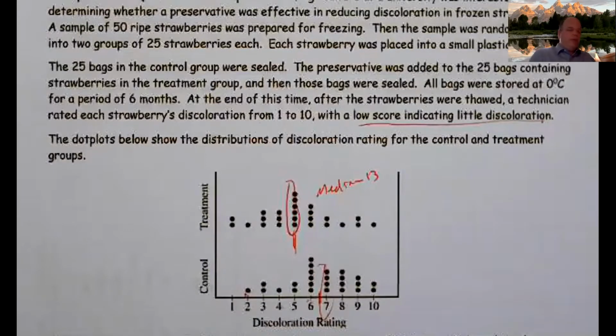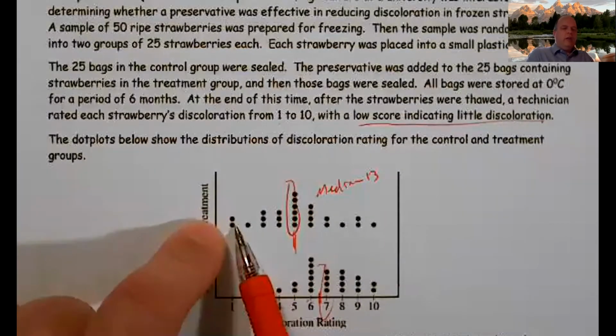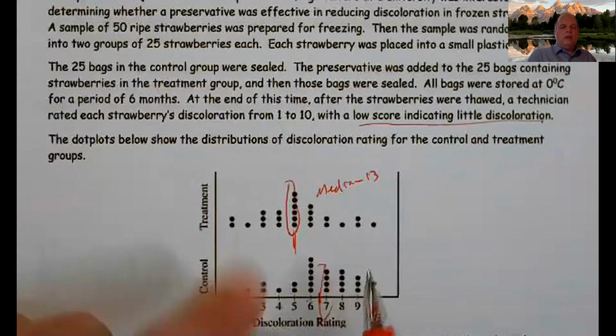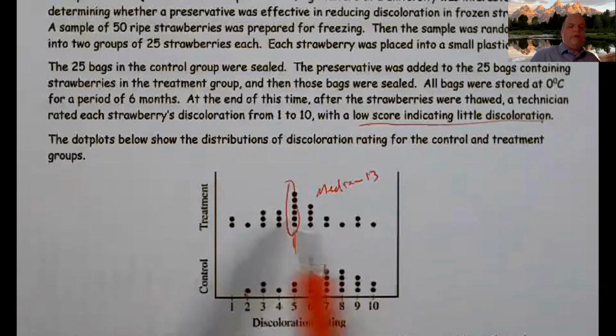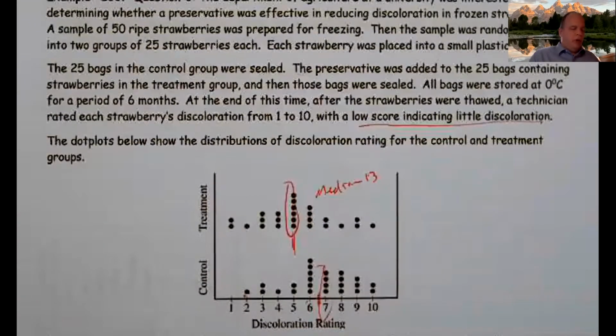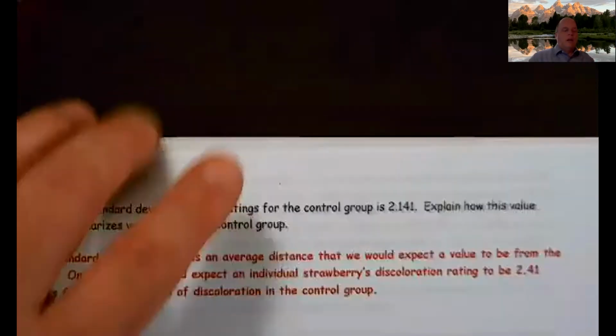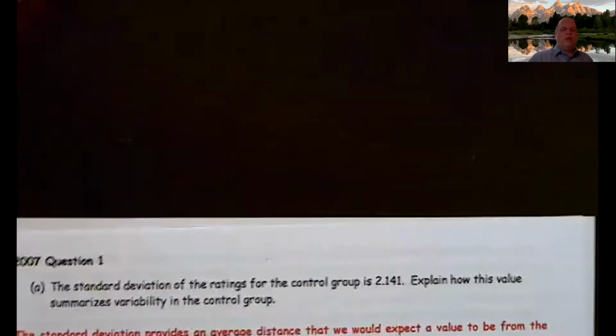All right, so this one appears to have a little bit less discoloration than the control group. So it appears the preservative helped a little bit. Maybe not a lot, but it definitely helps some, or at least that's what it appears. Okay, so question A. First question. That's a weird question.